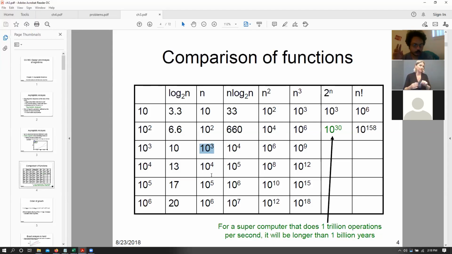Okay, so weird question right now. Can someone tell me an example of a linear algorithm? An algorithm where I would need to look at every element at least once.